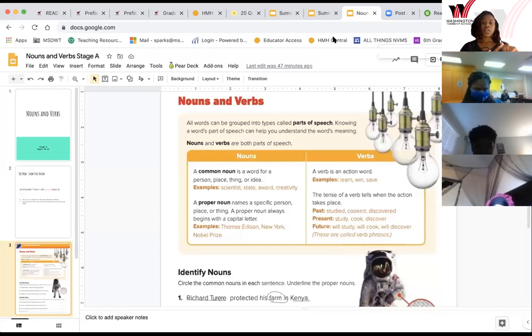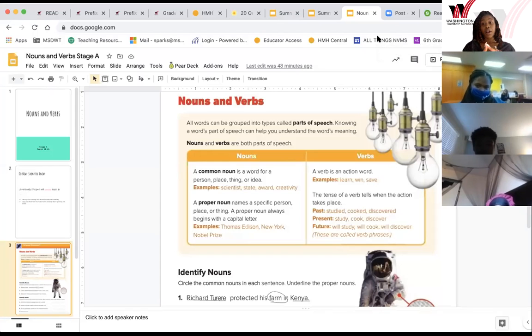So we're going to go over this. We're going to go over the common noun, proper noun, and verbs. All words can be grouped into types called parts of speech. Knowing a word's part of speech can help you understand the word's meaning. Nouns and verbs are both parts of speech.